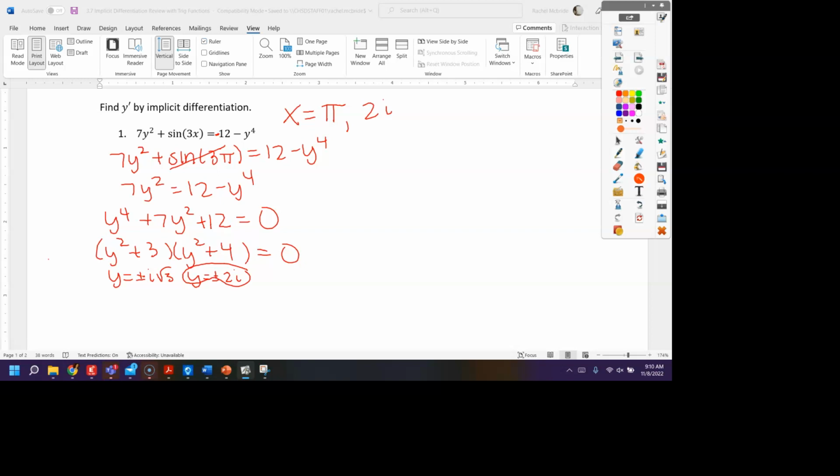So now we need our derivative. So 14y times dy dx plus cosine 3x times, don't forget your chain rule, 3. Once we get into implicit, everybody's like, oh, I forgot the chain rule. Equals negative 12 becomes 0 minus 4y cubed dy dx. Get dy dx on the left, everything else on the right.